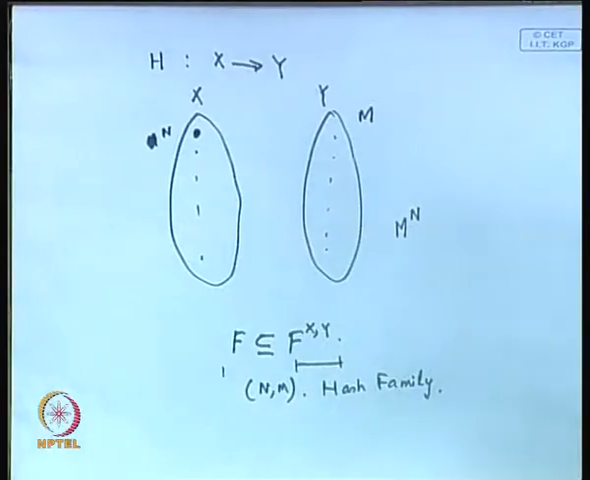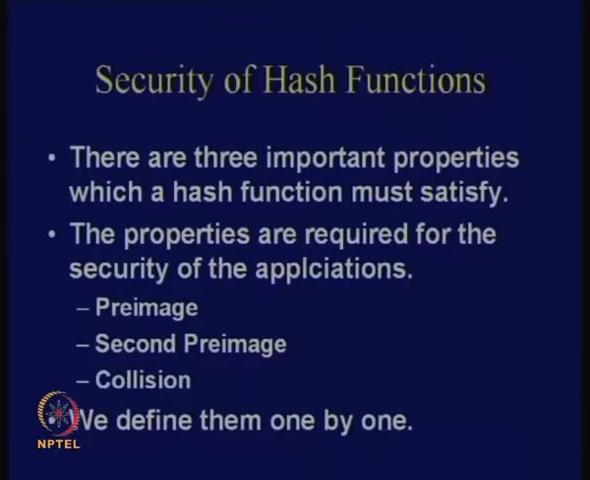So this is the definition of hash function, and now we will study the security aspects of hash functions. There are three important properties which a hash function must satisfy: the pre-image property, the second pre-image property, and the collision property. We will study them one by one.